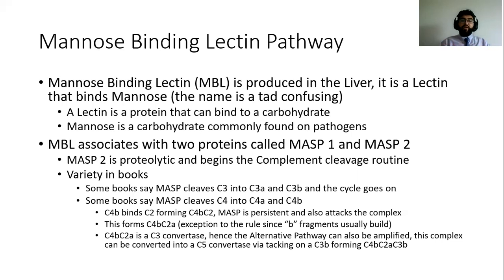And C4b, C2a is the C3 convertase of the mannose binding lectin pathway. Meanwhile, remember for the alternative pathway, it was C3b, Bb. And then to make C5, C3b2, Bb. So now you have this C3 convertase, and it just does the same thing as any other C3 convertase. It breaks up more C3 into C3a and C3b.